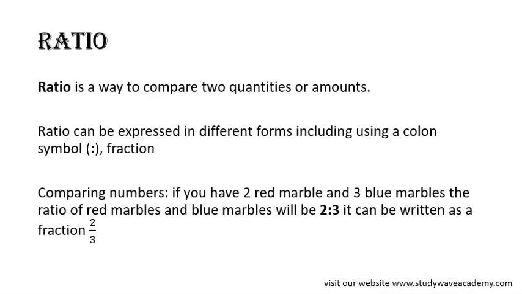What do we mean by ratio? Ratio is a way to compare two quantities or amounts. Ratio can be expressed in different forms using a colon symbol, which is this. We know it as a colon, right? But in mathematics, it is known as the ratio symbol. It is not called the colon. It is called the ratio.